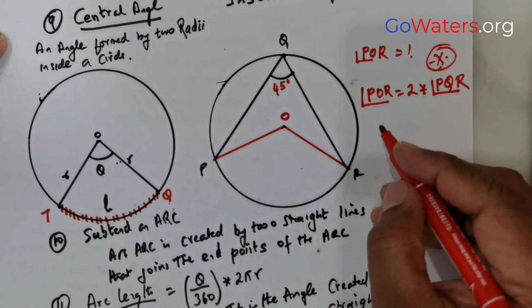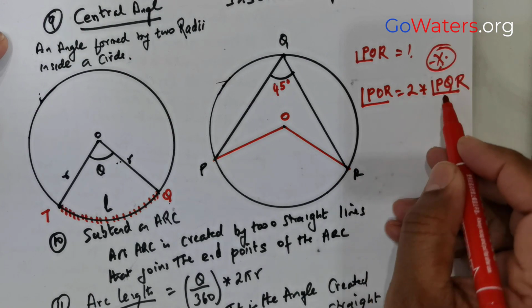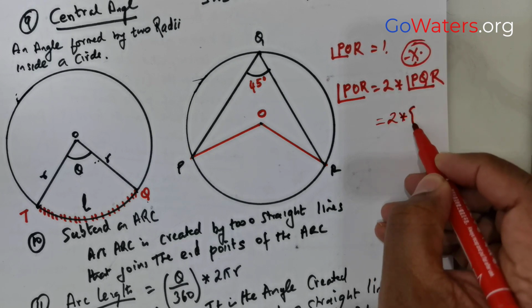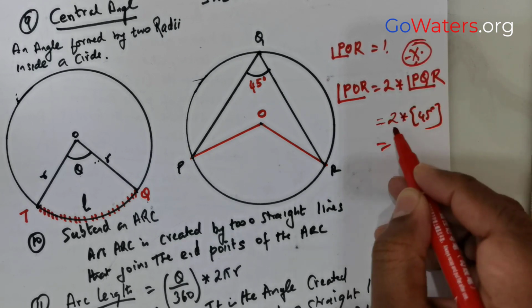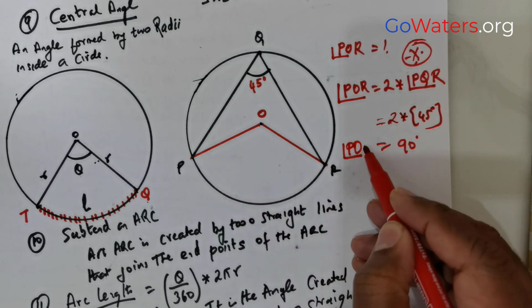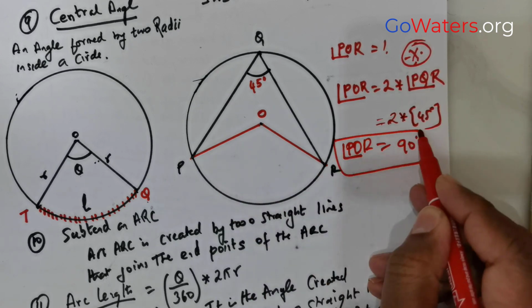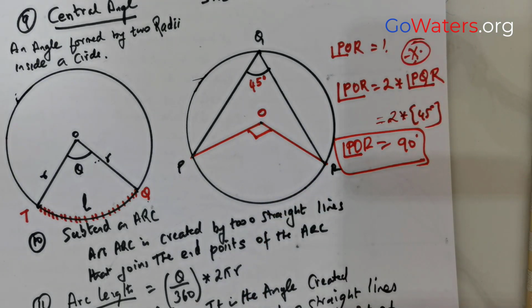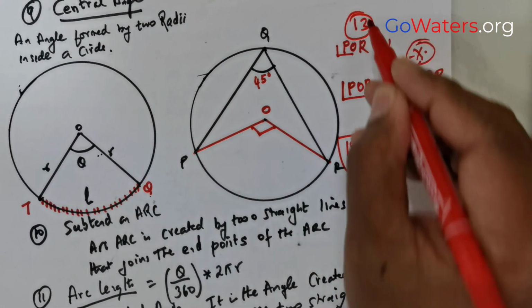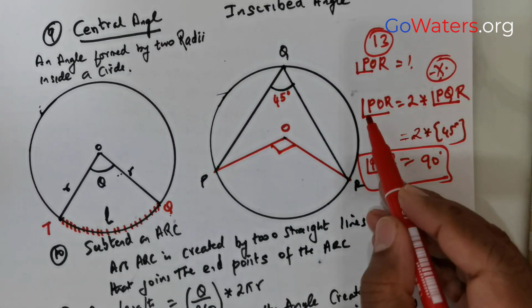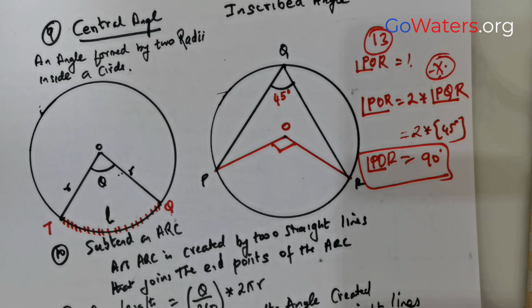So with that, we've been given PQR. What is that PQR? PQR is 45 degrees, and 2 times 45 is going to be 90 degrees. So therefore POR is 90 degrees. So this is a 90 degree angle. So that is a beautiful question. So this can be taken as concept number 13. So we not only studied how to handle this question, but also an all important result. So we'll move on to the next one.